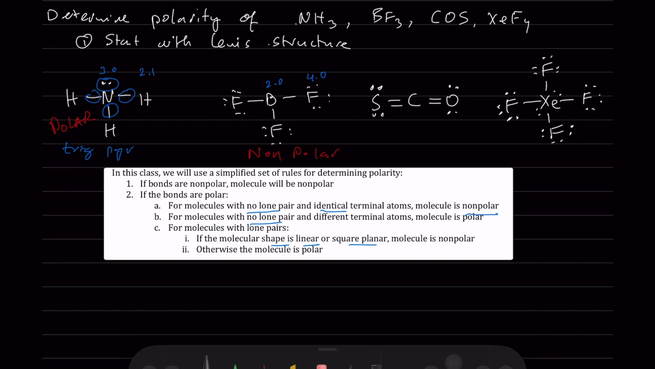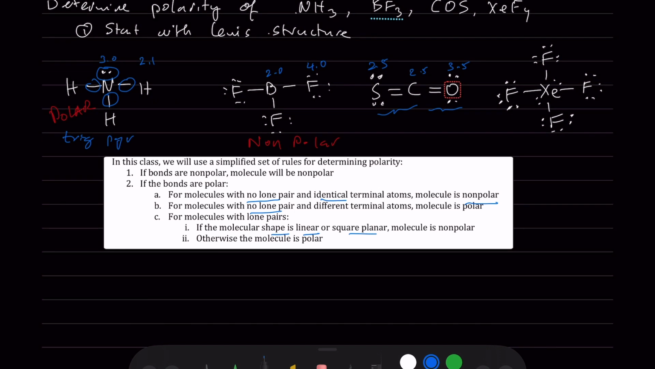COS, the formula is written as COS, but when we draw the Lewis structure, C has to be in the middle. Let's figure out what that one is. In this case, for our bond dipoles, we have to determine electronegativity. So carbon is 2.5, oxygen is 3.5, and sulfur is 2.5. So here you have one bond that is nonpolar, and then another bond that's polar. Okay, the CO bond is polar. Now, in the rule, as long as you have even one polar bond, you're going to have to go with the bonds are polar rule. Okay, so in this case, since we have one bond that's polar, we're going to go with that one.